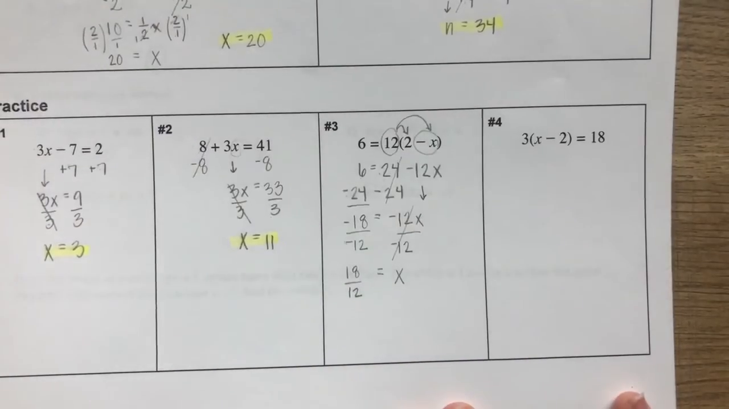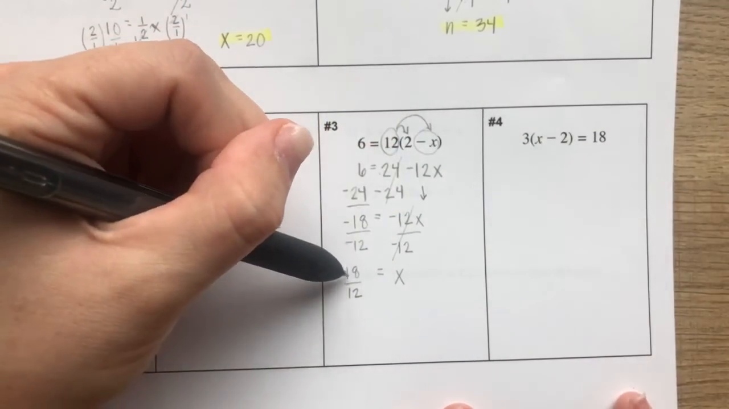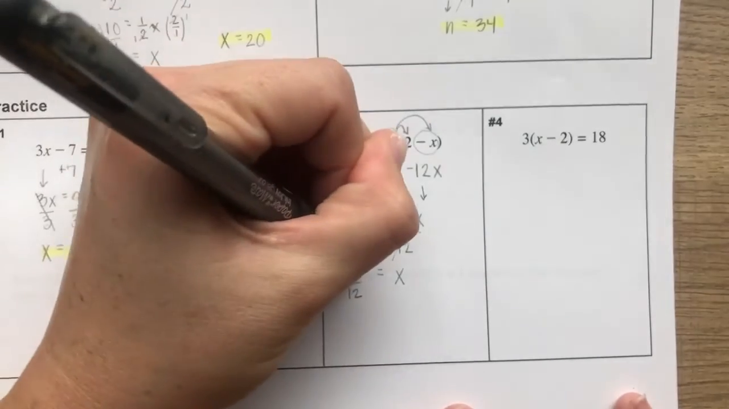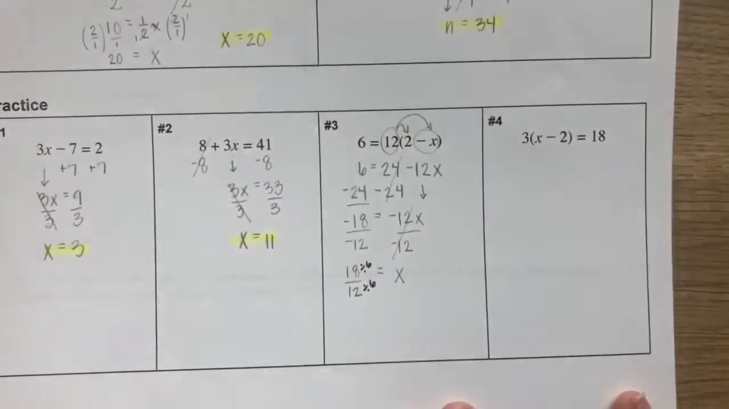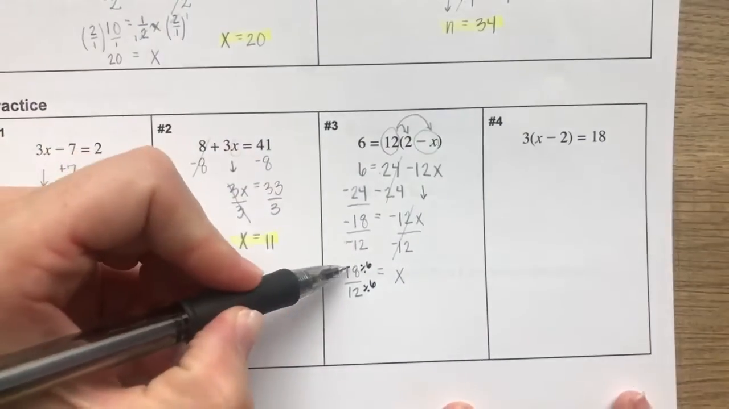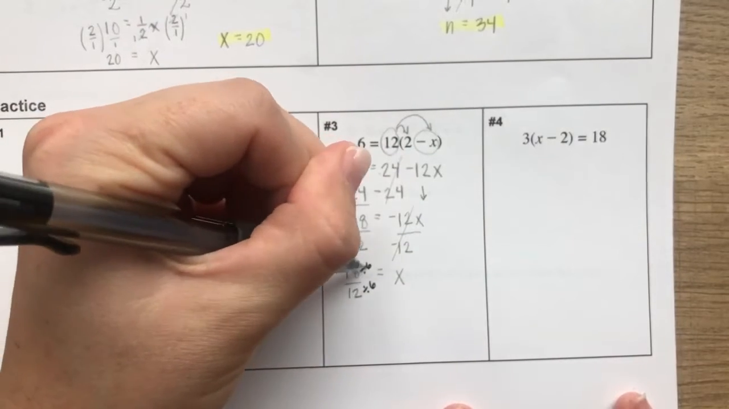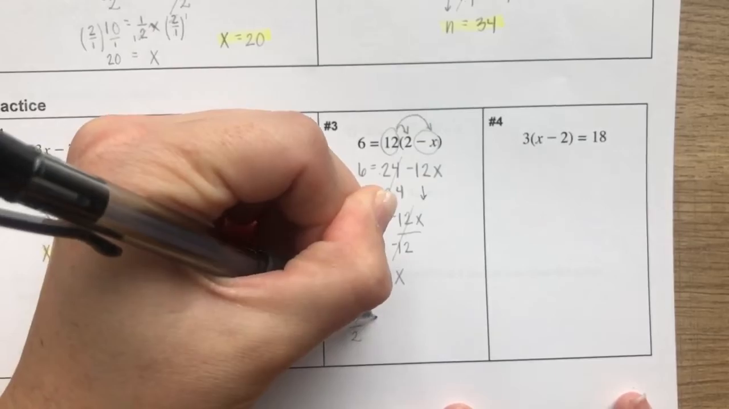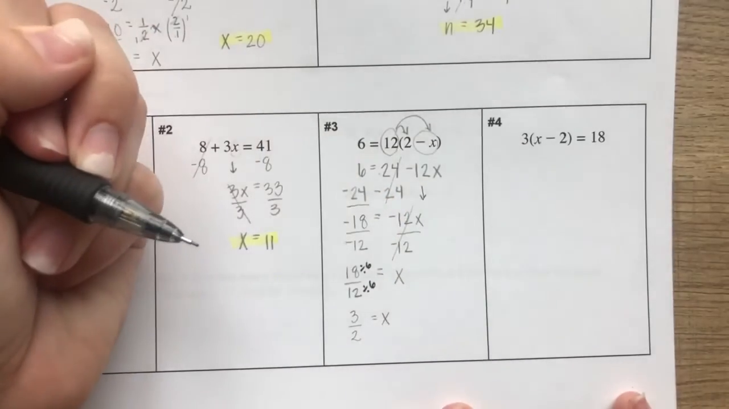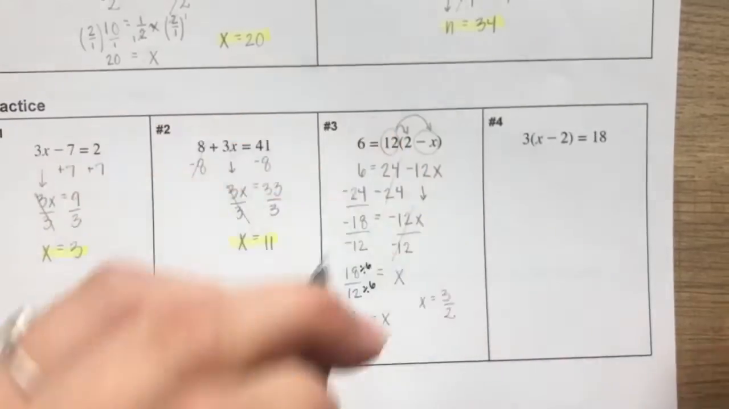So because they're both divisible by the same number, I can reduce it further. The largest number that goes into both of them is 6, so I'm going to divide both by 6, and if I divide the top and bottom by the same number, the fraction will stay equivalent. So when I do that, 18 divided by 6 is 3, over 12 divided by 6 is 2, so x equals 3 halves, or 3 over 2.